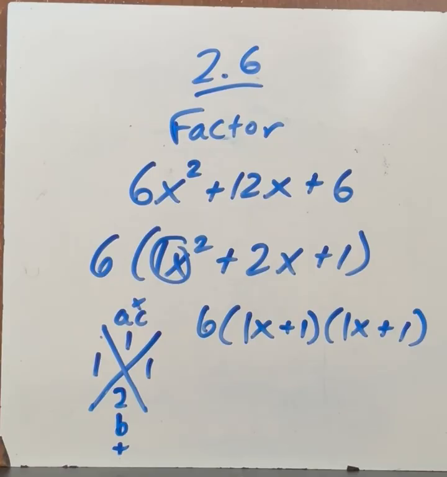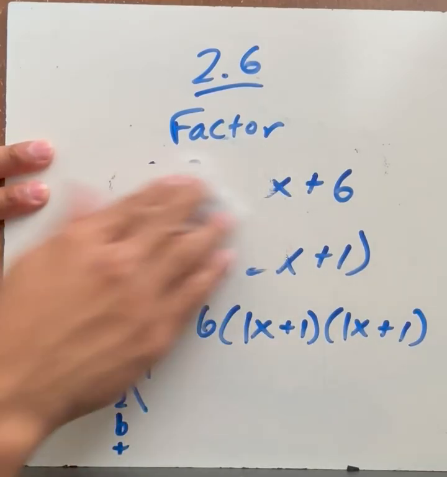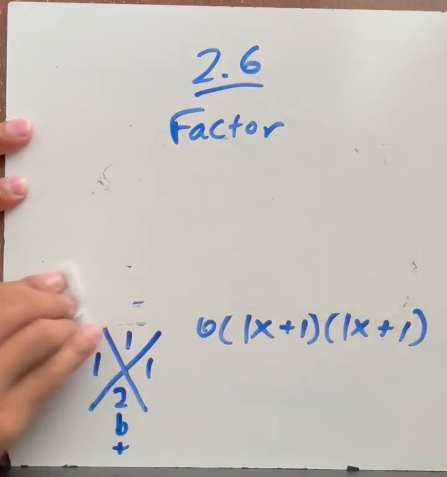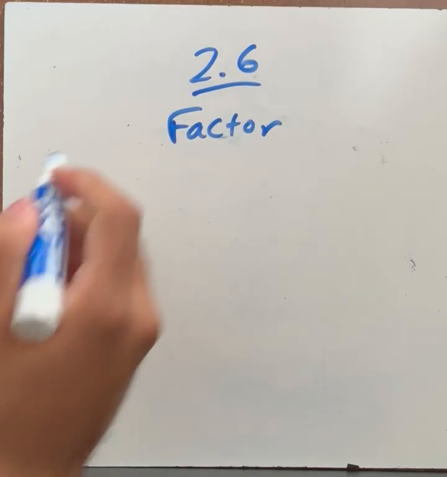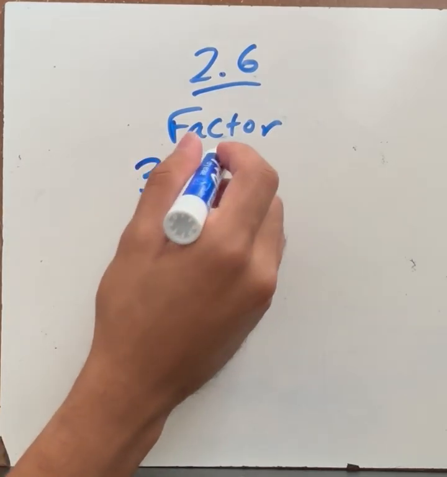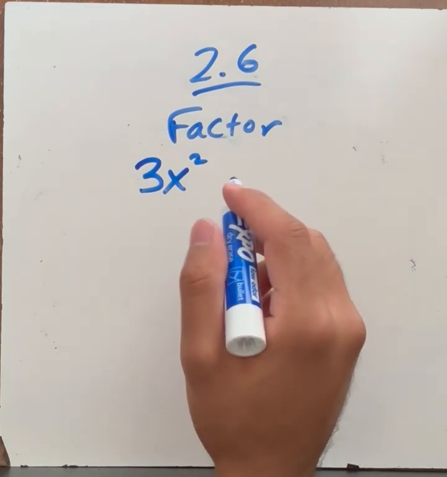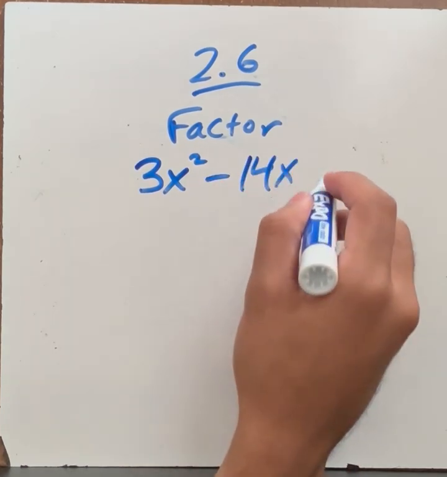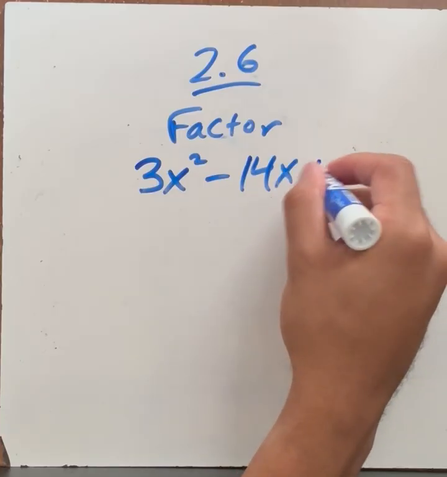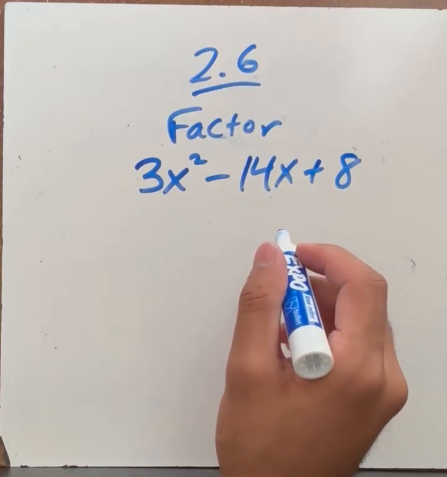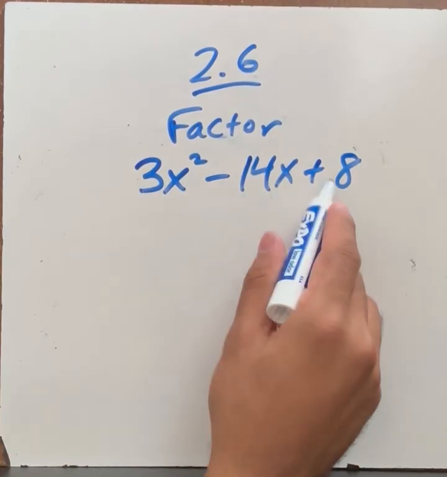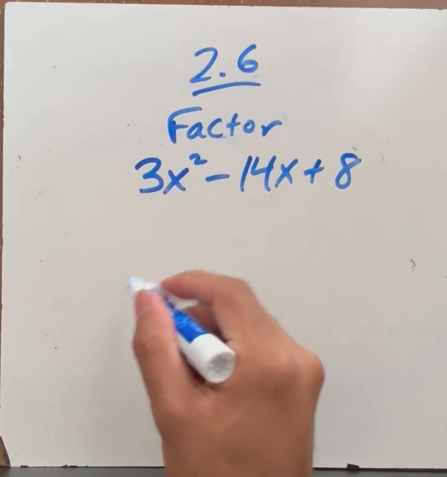All right, let's go ahead and take a look at a similar question. How about when the question says factor 3x squared minus 14x plus 8? All right, so notice that there's no numbers in common, so we're going to go straight into the AC method, the big X method.